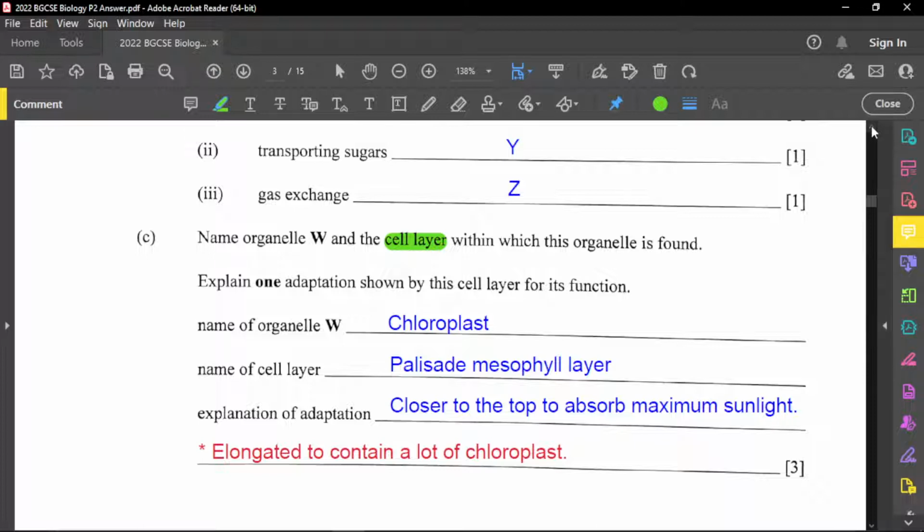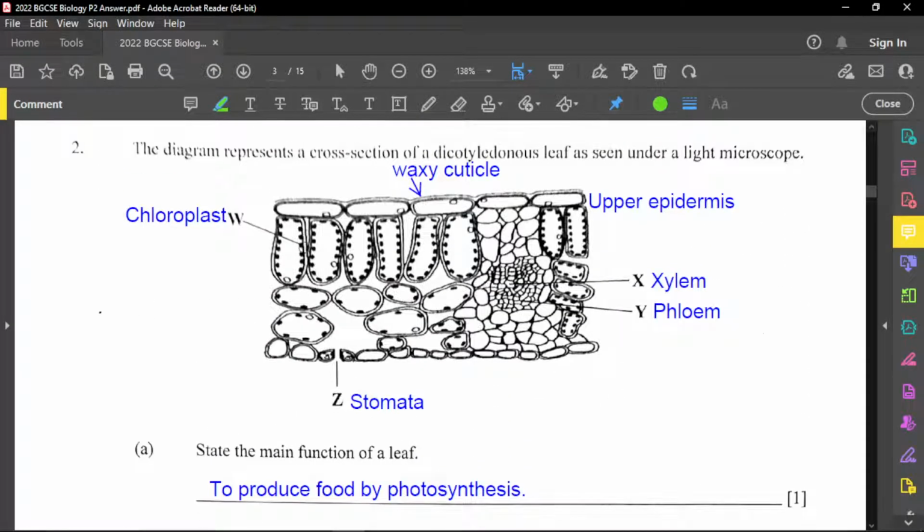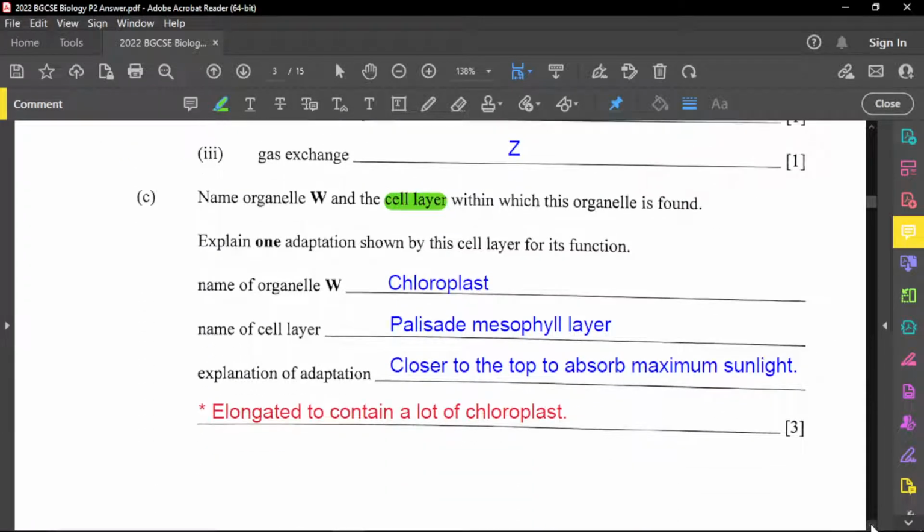And so W is, let's go back and show you. Notice they are found in these elongated cells. And so W is the chloroplast. All right, and the name of the cell layer, they are found within the palisade mesophyll layer based on what is shown in the diagram.